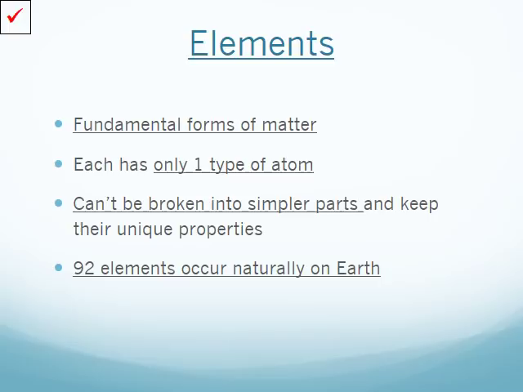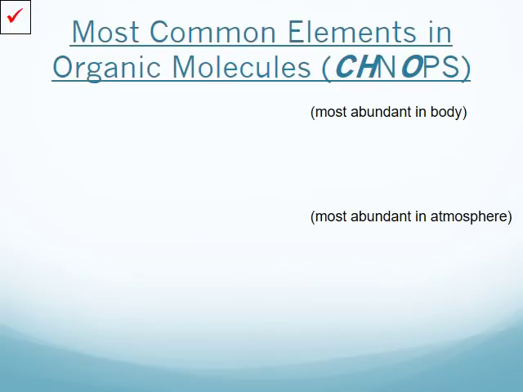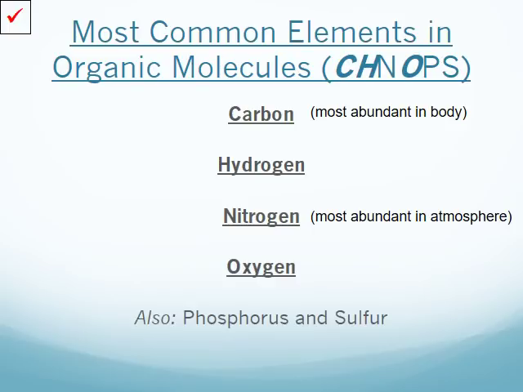So if you've ever seen a periodic table, I'm sure you've seen these different elements. But there's a lot more than 92, but only 92 actually occur naturally on the Earth. So speaking of the elements, the most common elements in organic molecules can be summarized with CHNOPS, C-H-N-O-P-S, and that stands for carbon, which is the most abundant element inside the human body, hydrogen, nitrogen, which is the most abundant up in the atmosphere, oxygen, phosphorus, sulfur, and there are also some trace amounts of calcium and potassium.